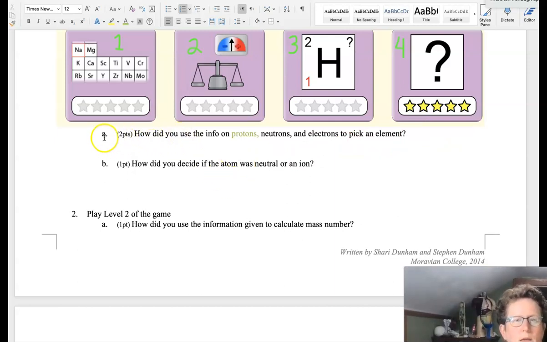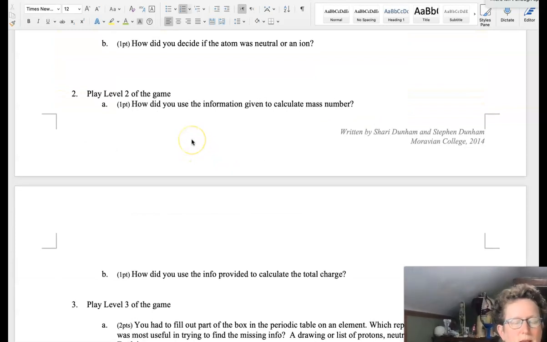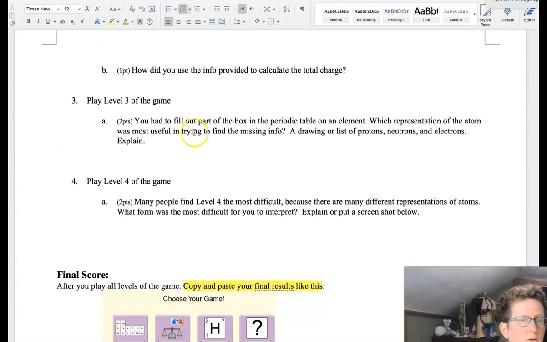A is how did you use your info on protons, neutrons, and electrons to pick an element? And how did you decide if the atom was neutral or not? Level 2 is calculating mass number, and how did you figure out how to do that? And how did you figure out how to calculate the total charge?